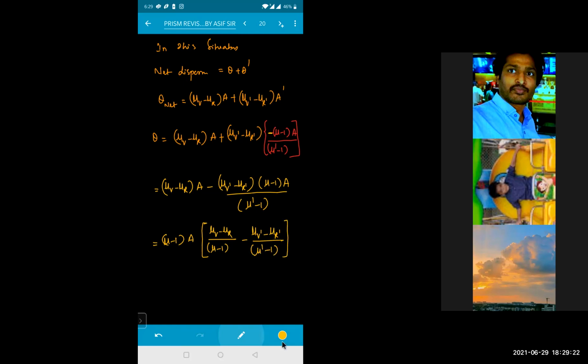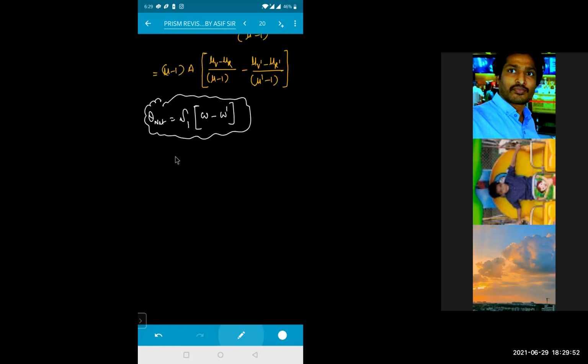If you see this one carefully, what is this? Theta net will be equal to, mu minus 1 is nothing but dou 1 I can write, into mu v minus mu r by mu minus 1, which is omega, minus dou dash into omega dash. So this will be your net deviation. Clear? Generally omega dash will be greater than omega.